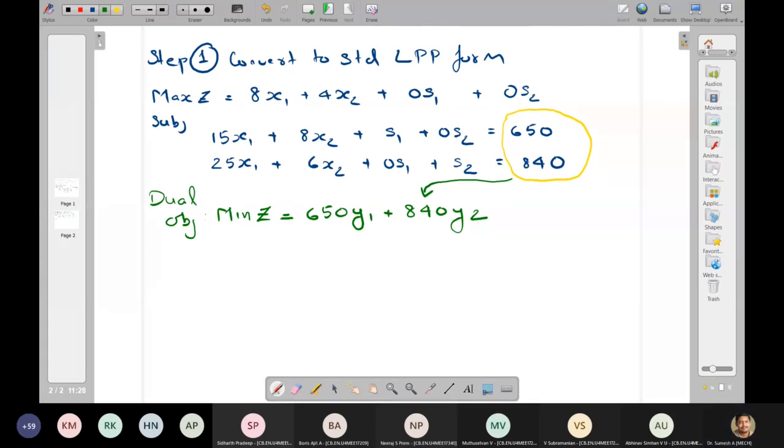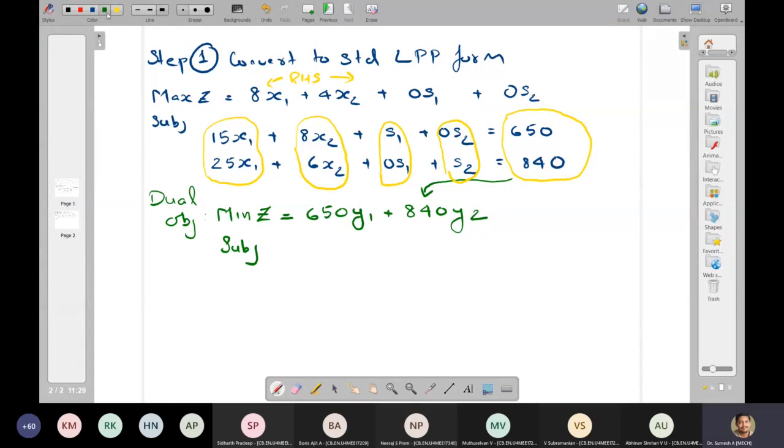Then subject to. The constraint formation will be something like this. This set forms my first constraint. This forms my second constraint. So this is constraint 1, constraint 2. This is my constraint 3. This is my constraint 4, and these coefficients form the new RHS of the equation.